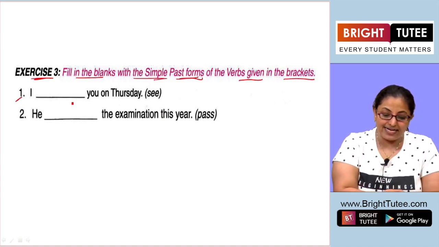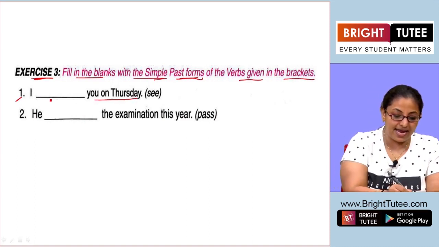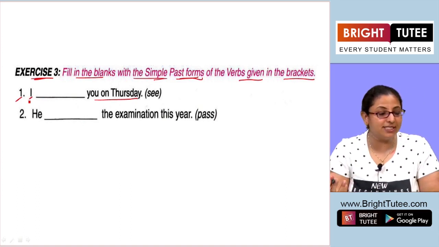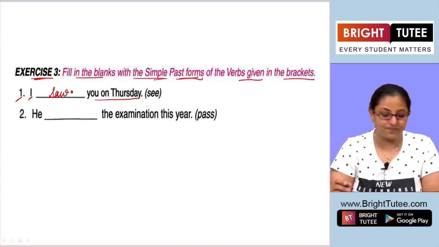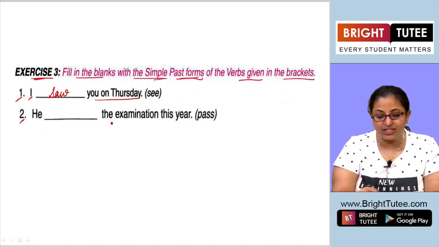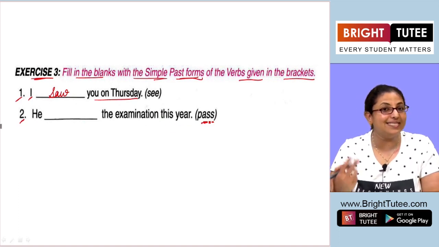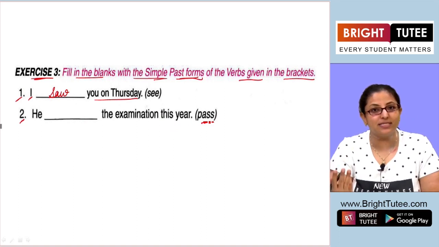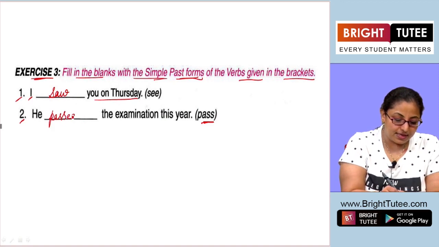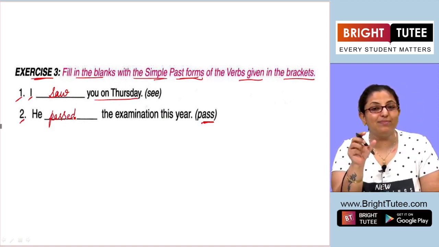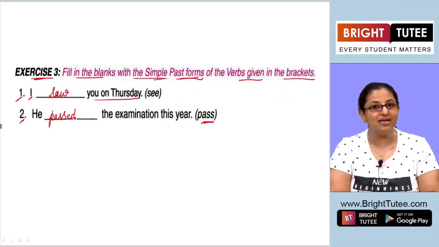First, I dash you on Thursday. I is the first person. So I saw you on Thursday. He dash the examination this year. Pass. He is the third person. So he passed. Remember, structure was subject plus the second form of verb. So he passed the examination this year.